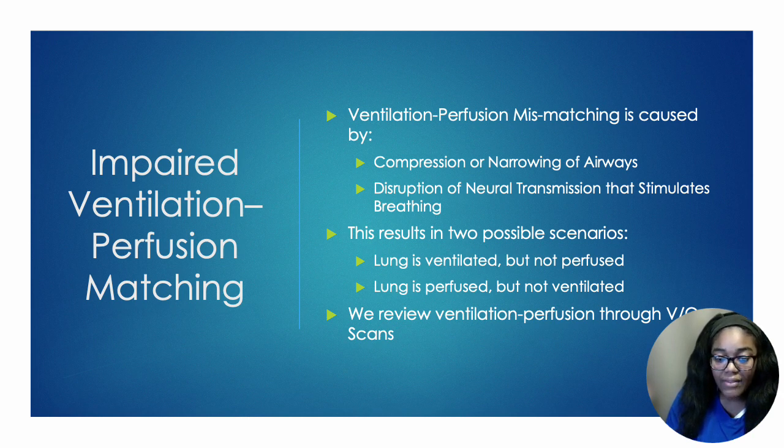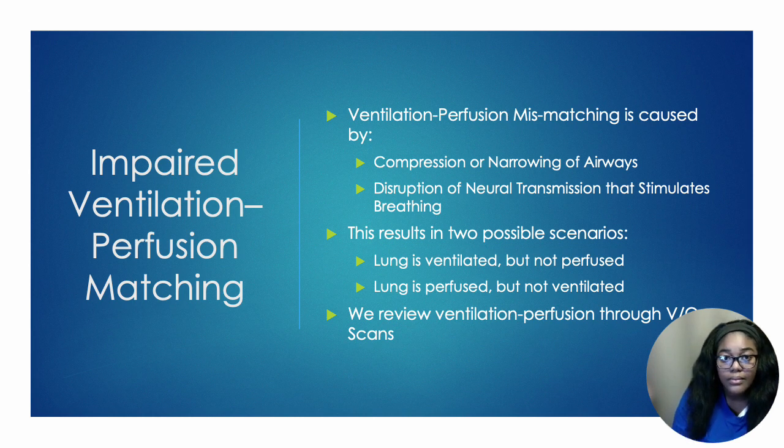Or you could have a situation where your lung is perfused. There is blood flow going to the lung, but it's not ventilated because you have a restriction of oxygen getting inside of the body. So again, in the case of ventilation, these are the ways that you can prevent adequate perfusion. Now, when we look at perfusion in the clinical setting, we do something called the VQ scan, and that tells us a lot about the ratios and if they're within adequate limits or not.